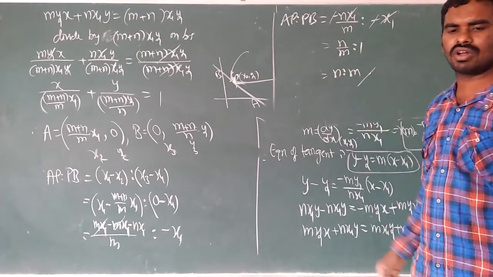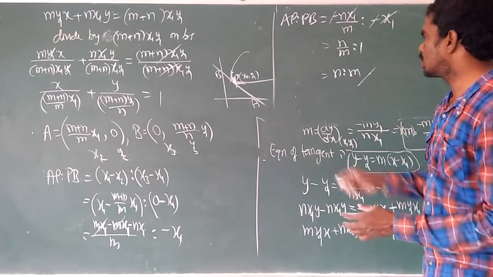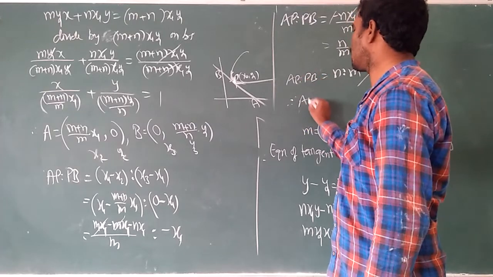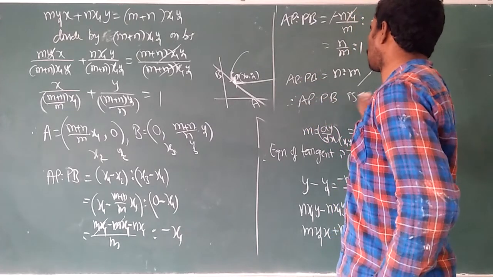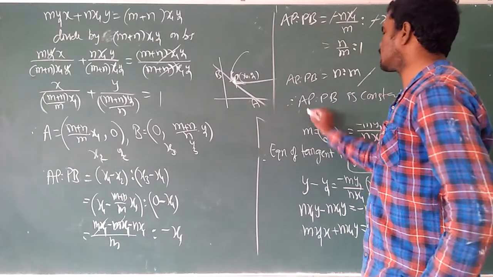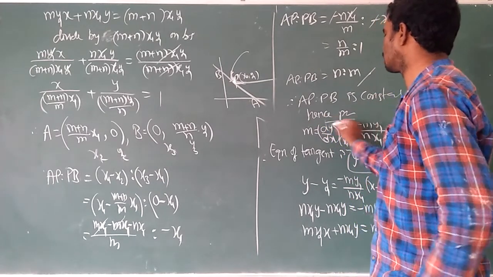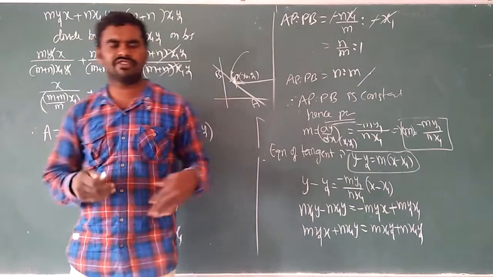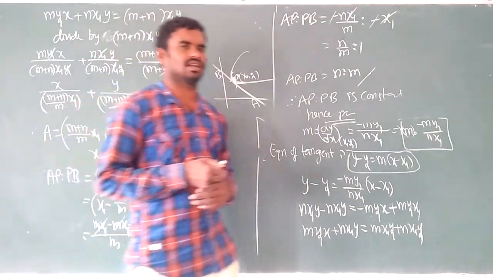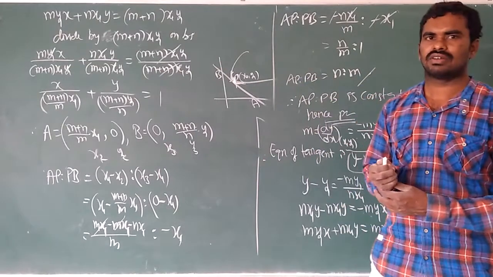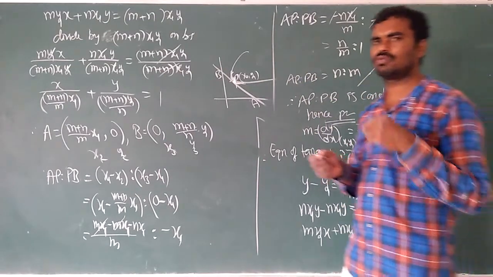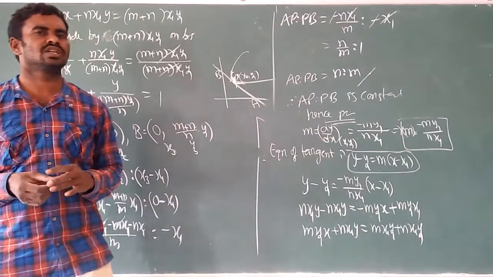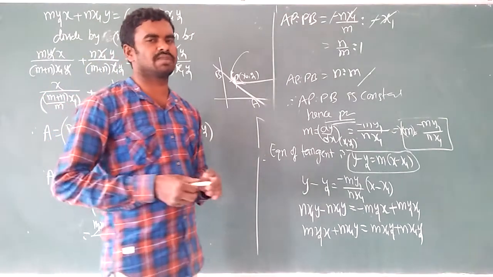So is n is to m constant or not? Yes, constant. Therefore AP is to PB is constant. Hence proved. So this is the solution. Okay. If you feel it is difficult, please watch this class again. Easily you can understand. You must have some patience and you must do hard work. Then you can easily get full marks in maths 1B.